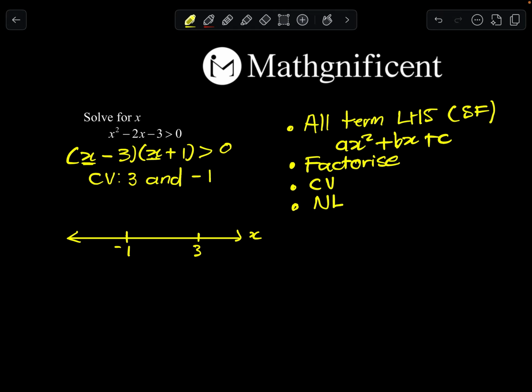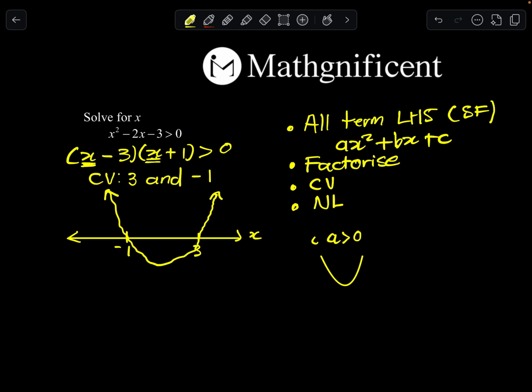Remember, when a is greater than 0, or when a is positive, you are going to have a smiley face. So when you multiply x and x and get positive x squared, it means that you have a smiley face, or a concave up graph. So you're going to have this, that's your graph like that, and then you shade like this.